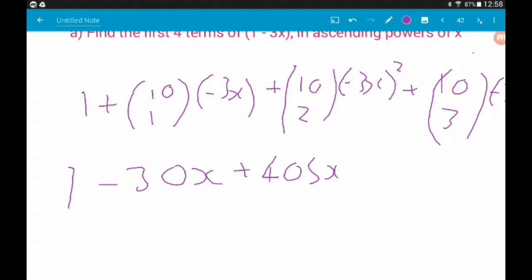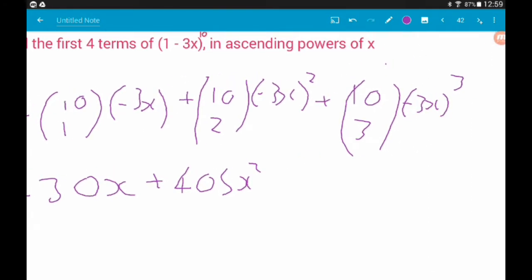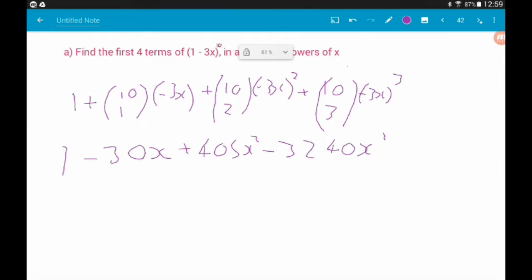405x squared. And then our final term is going to be, well, 10 choose 3 is 120. Minus 3x cubed is minus 27x cubed. So 120 times minus 27 is minus 3240x cubed. So there are the first four terms of that expansion.